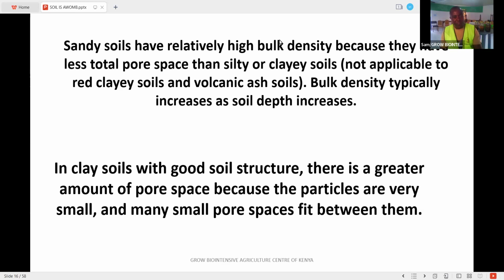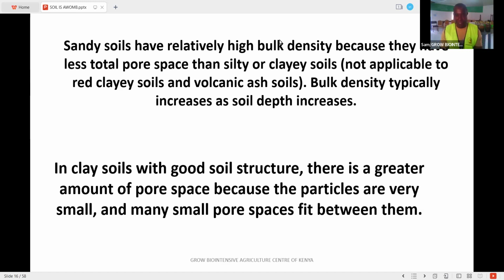So in clay soils with good soil structure, and here at GBIACK, we have for the last 15 years since we started cultivating this soil, which was a very bad kind of soil. It rained like 2 millimeters and it flooded. And then after 2 days, you would find lots of cracks. But right now we have improved the soil, and improving a soil is not easy.